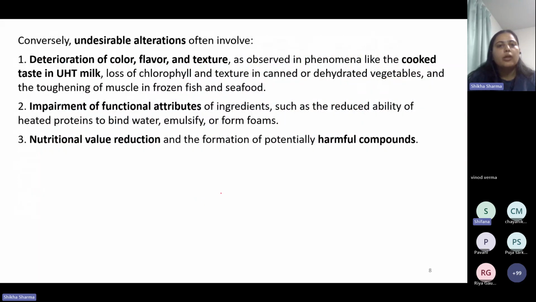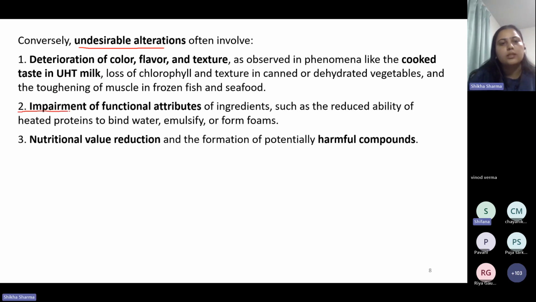But when we are doing these kinds of food processing operations, there may develop some undesirable changes, like we can see a change in the organoleptic properties such as the cooked taste in the UHT milk, or the loss of vitamin C or chlorophyll compounds, and sometimes the texture in the canned product is not very good, it gets degraded, and in the frozen fish and the seafood, the muscles get toughened.